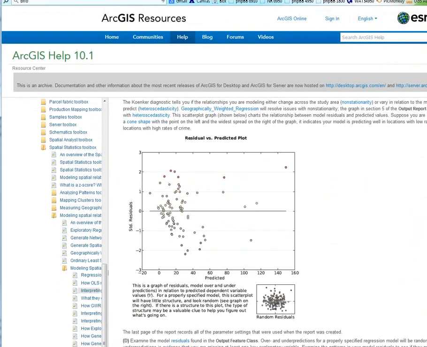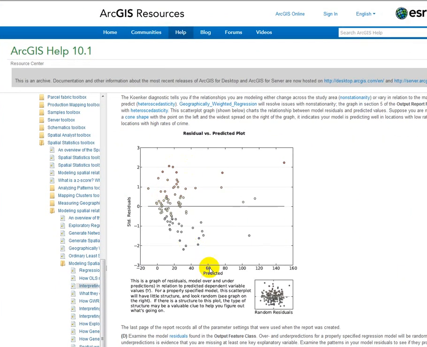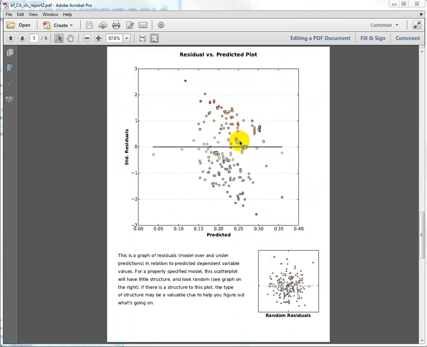Basically, saying that if there is some kind of pattern in here, the pattern can tell you what's going on. So in this case, these lower levels, where does it say this? So here we've got a clump on the left and a wide distribution on the right, and it's saying that the model is doing well to predict values with low crime rates and not doing as well in high crime rate areas. So it's going to be specific to your analysis and your inputs.